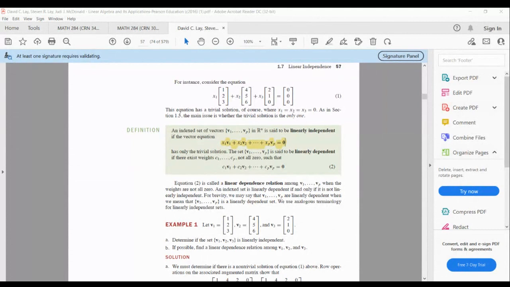If the only solution to x1, x2, x3 up to xp is the trivial solution, and the trivial solution means that all those variables equal 0, then we say the set of vectors is linearly independent. However, if there's another solution besides the trivial solution, then we say the set of vectors is linearly dependent. Okay, and there's a linear dependence relationship among the vectors.